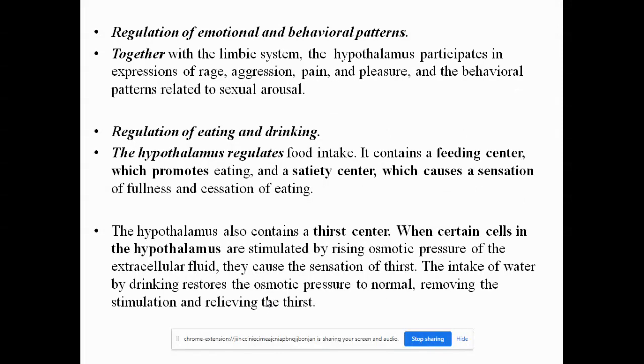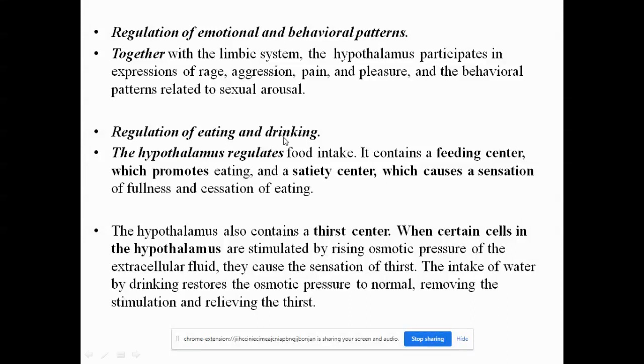The next important function is the regulation of emotional and behavioral patterns. So this hypothalamus, along with the limbic system, participates in the emotional and behavioral patterns like expression of anger, aggression, pain and pleasure, and the behavioral pattern related to sexual arousal. So this is very important.